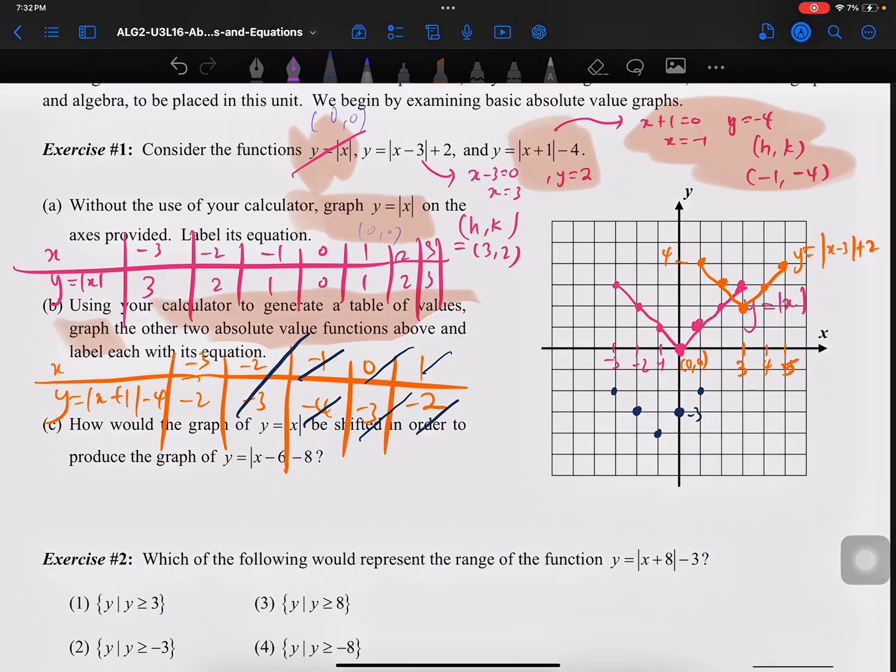So the vertex should be minus 1, minus 4. This is the vertex. And this will be y equals absolute value of x plus 1 minus 4. This graph. So here is our vertex, and the other one here is 3, 2. These are the three vertices, and this is the equation.